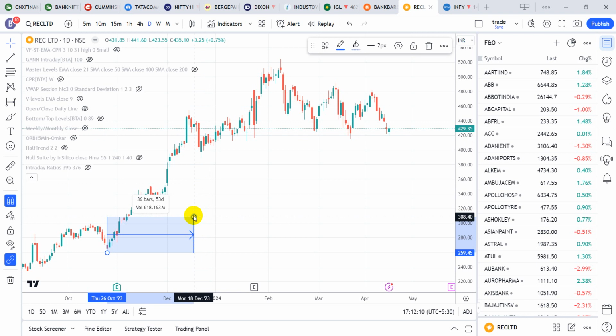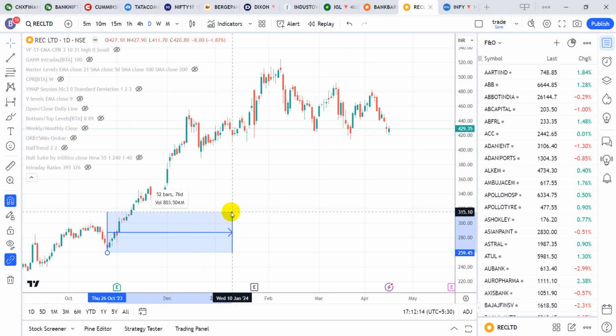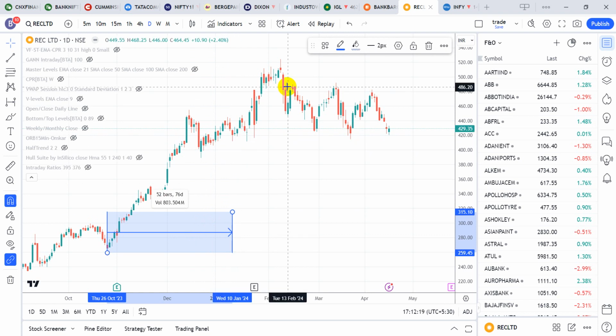Now after that again we can apply this on 52 bars also. 52 bars. Again, it made a perfect bottom, and from there we had a good rally in the stock, right? So this is a very simple way of using this technique.